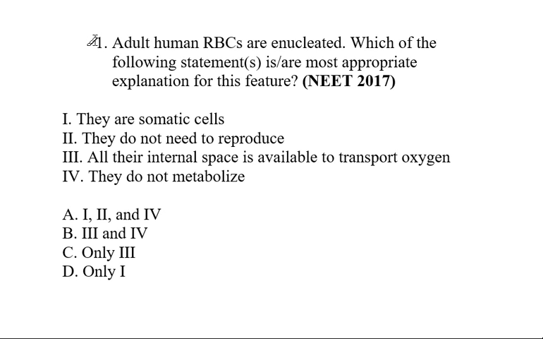Adult human RBCs are enucleated. Which of the following statements is the more appropriate explanation for this feature? They are somatic cells. They do not need to reproduce. All their internal space is available to transport oxygen. They do not metabolize. So the correct option is C, because only 3 is correct.